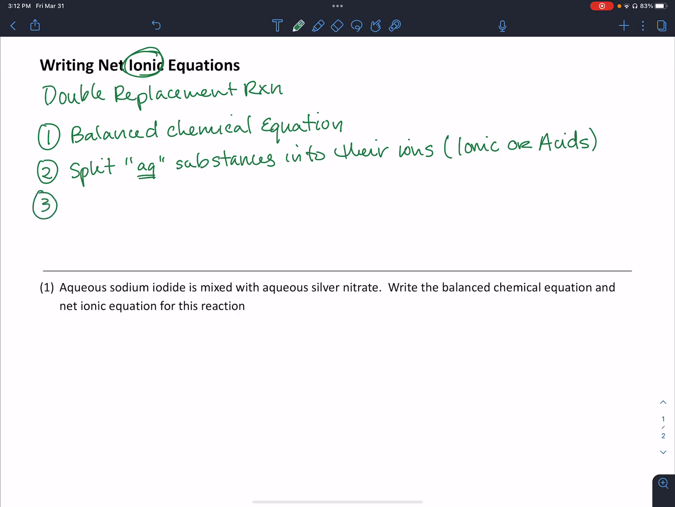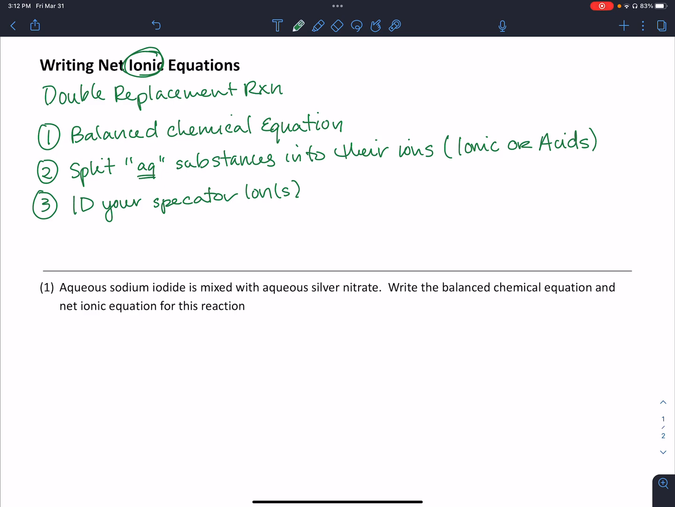All right, and then finally, you're going to identify your spectator ion or ions. All right, so a spectator ion we're going to see is something that shows up on both sides of the arrow. So it'll be on the reactant side and the product side, which means that it doesn't actually participate in the reaction that is occurring. It's just spectating.